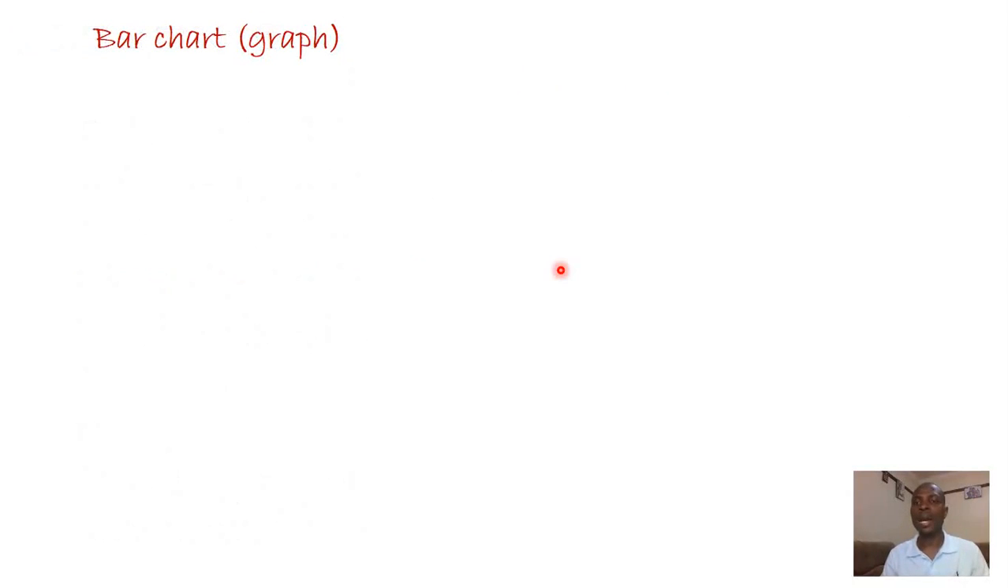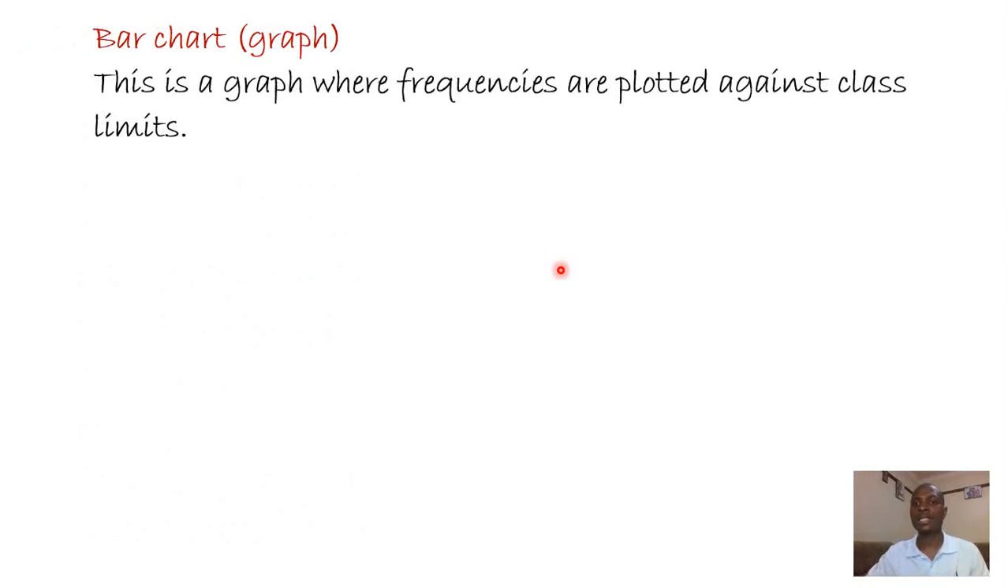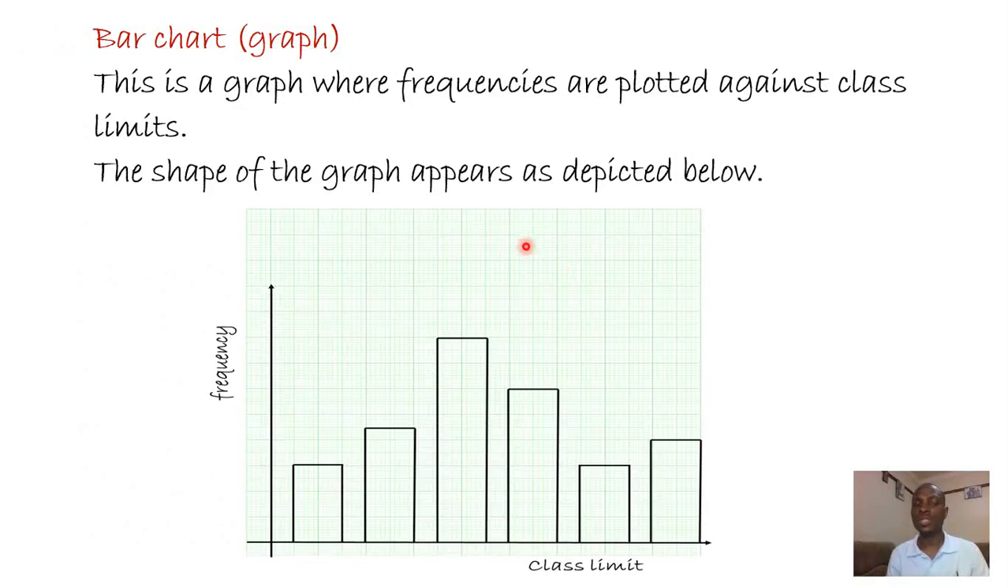So this is a graph where frequency is plotted against class limit. Let's see how that graph looks. This is it. We have frequency against class limit, and these are the different bars that come up as we plot the frequency against the class limit. So that is the shape of the bar graph.